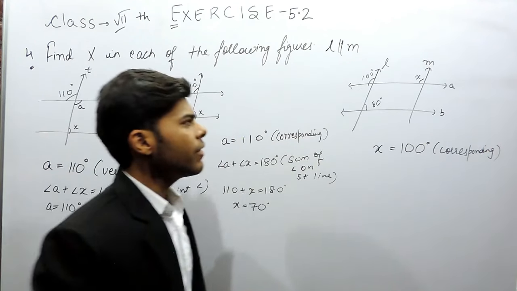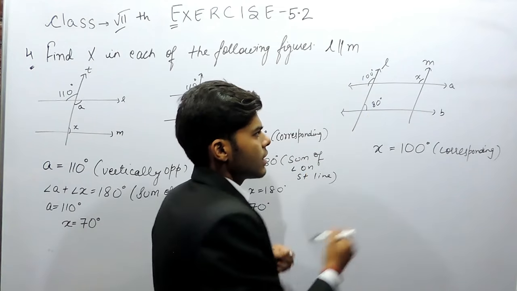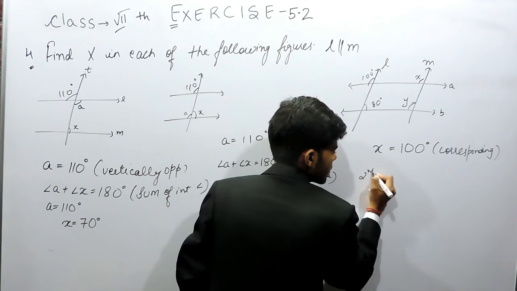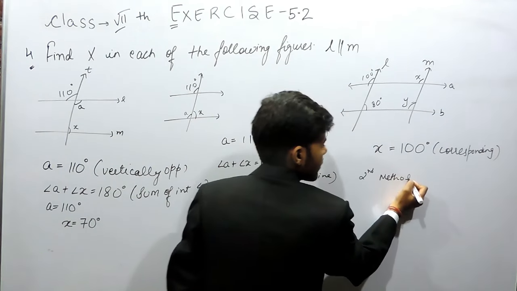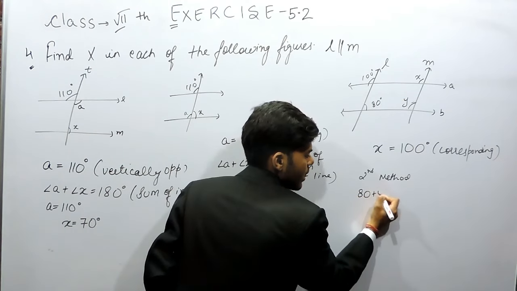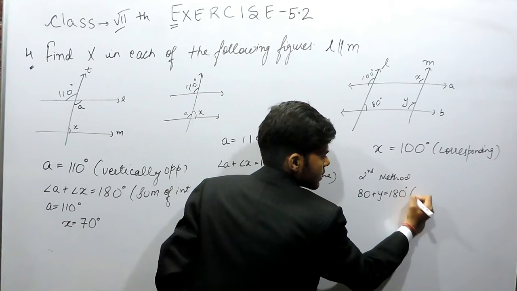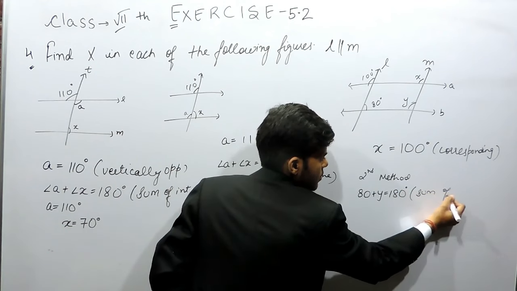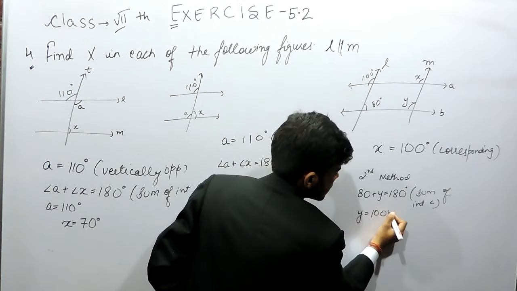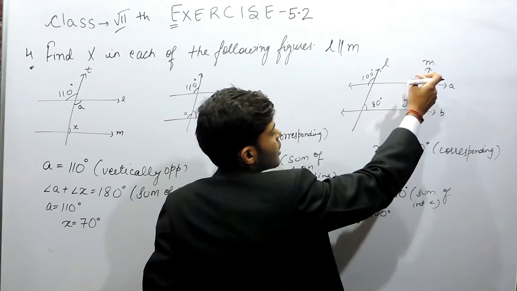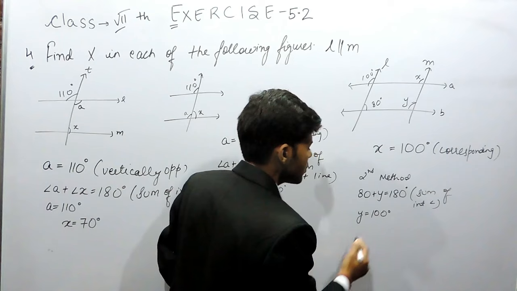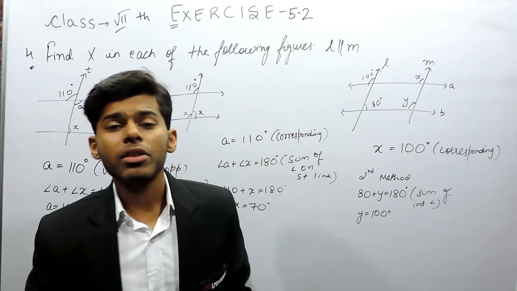Or the second way to solve this question is, suppose this angle to be Y. This is the second method. Then these two are forming interior angles. So 80 plus Y is equals to 180 degrees, sum of interior angles. Y is equals to 100 degrees. Now Y and X form corresponding angles. So this is also the way to solve this question. So this is how you can solve this question.